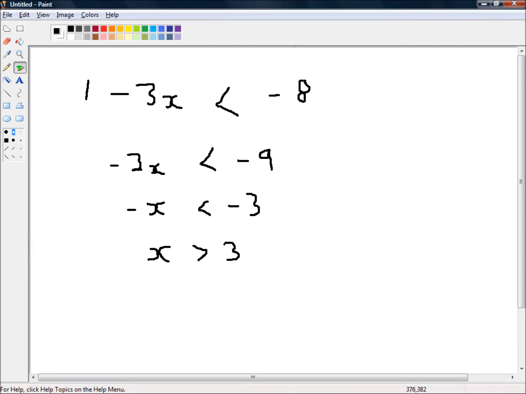And if that's not clear, if negative x is less than negative 3, let's take for example negative 4 is less than negative 3. If we then change that all to positive, if negative 4 is less than negative 3, then 4 is bigger than 3.